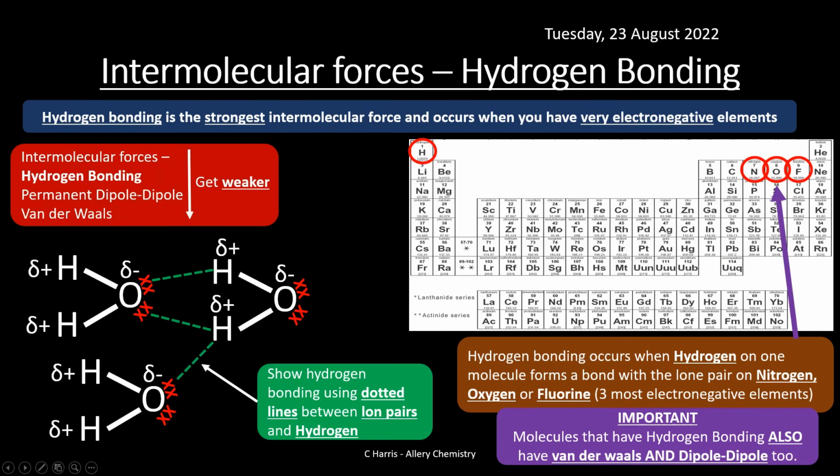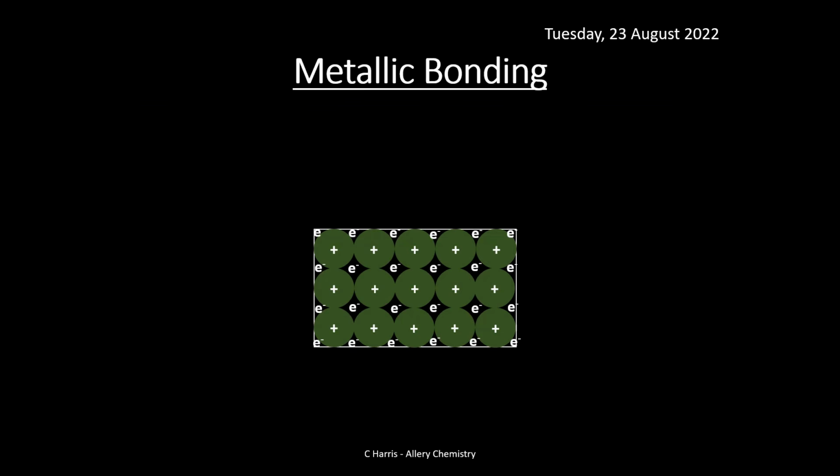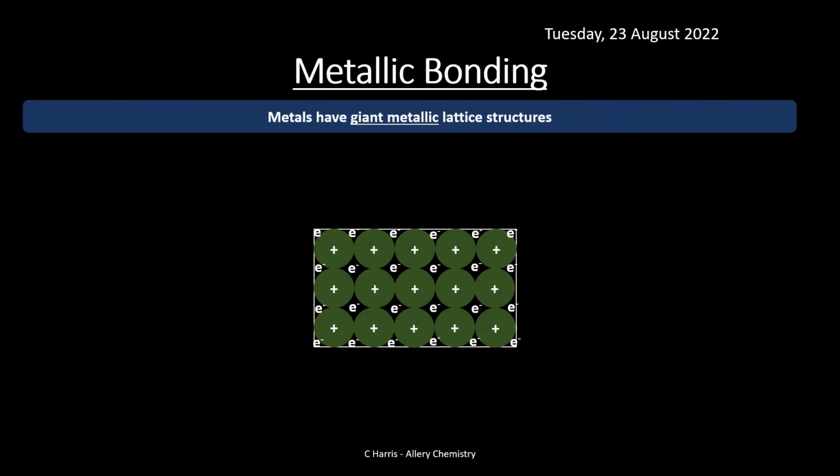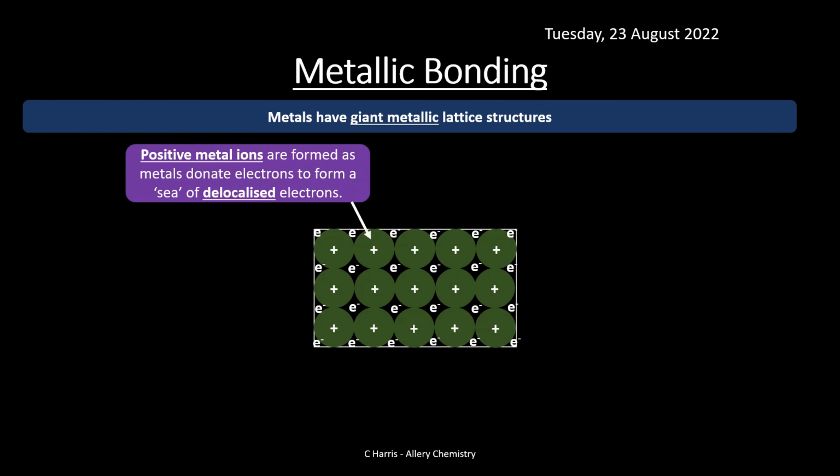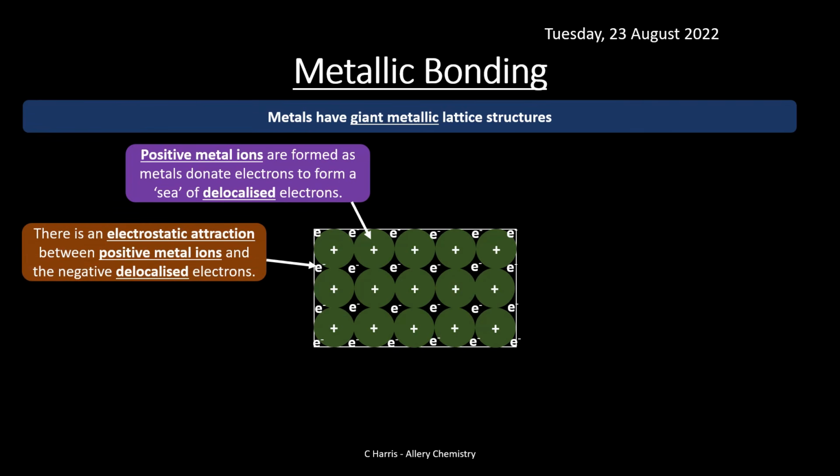Okay, so let's look at metallic bonding then. Metallic bonding is a type of bonding that happens between metals, as you would probably expect. They have giant metallic structures. So what you need to be aware of is what that structure looks like and what the properties are. Positive metal ions are formed as metals donate electrons, and they form this sea of delocalized electrons that float around in the structure. So if you had to look at metal, that's what it would look like.